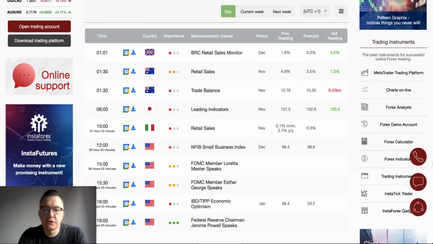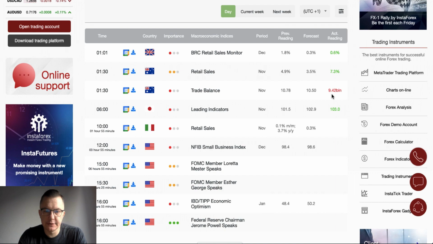Retail sales from Australia have beaten the expectations of 3.5% with the actual reading of 7.3%, which is better than the last month's reading of 4.9%. So we will definitely take a look at the Australian dollar later on. The trade balance is shrinking to $9.42 billion.